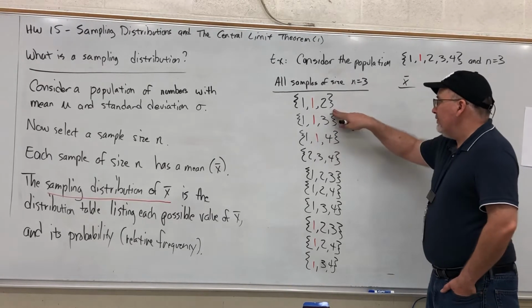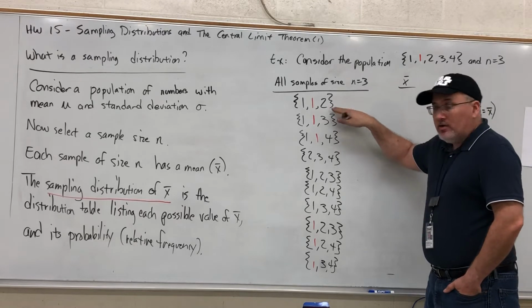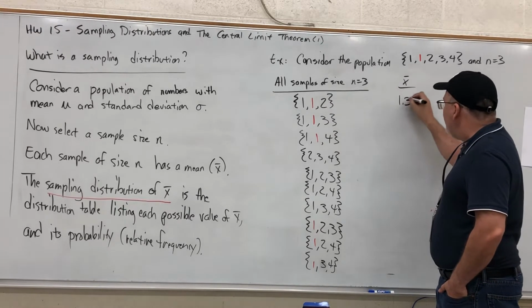So for example, the first sample sum is 4. 4 divided by 3 is 1.3 repeating.